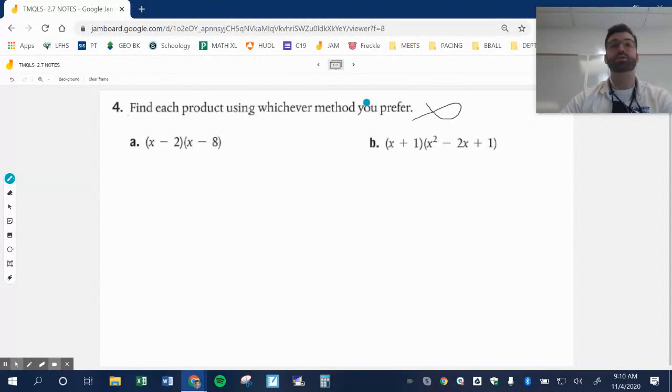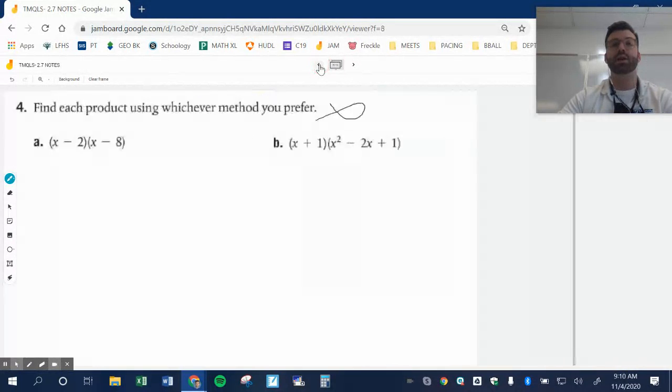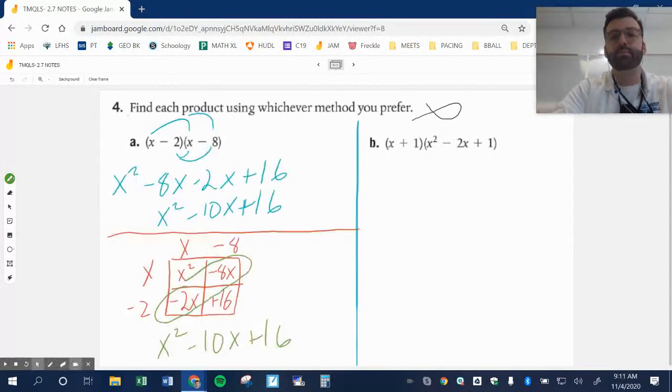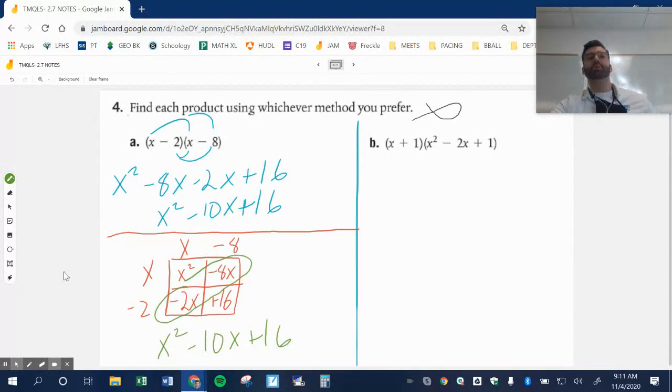What I want you to do, we're going to do part B together as a class, and then we'll do number 5 together as well, because they can be kind of confusing. I want you to try part A. Multiply these 2 things. You can FOIL it out, you can use the box method, whatever you want to do. I'll show both. Pause it up. All right, so there's both methods for you, just going regular FOIL here and then using the box method down here.